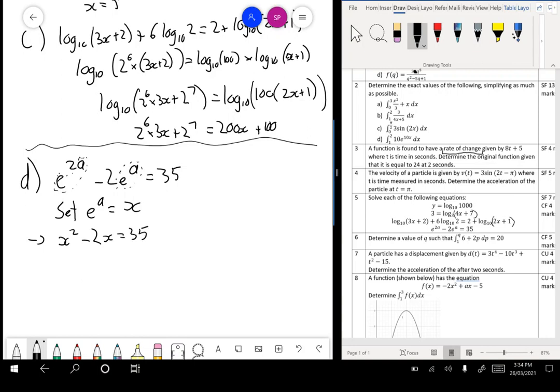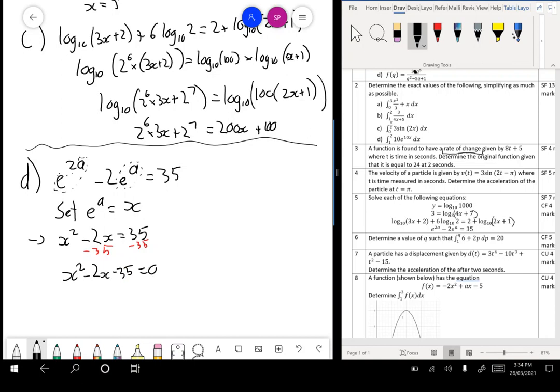Oh my goodness, that's a quadratic. You learnt in Unit 1 how to solve quadratics, and you learnt it in Year 9 as well. So let's solve this. To solve a quadratic, you need to have it equal to 0, so I'm just going to minus 35 from both sides. So I end up with x squared minus 2x minus 35 equals 0.